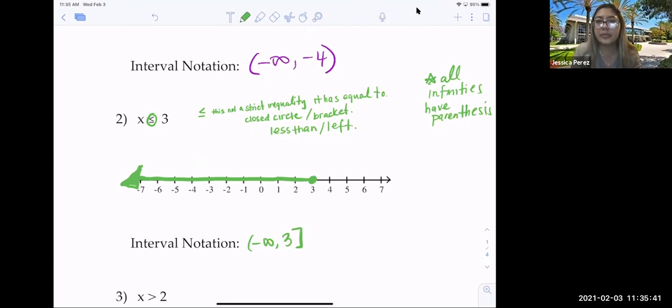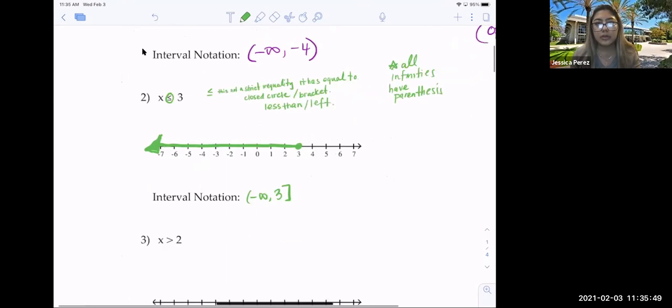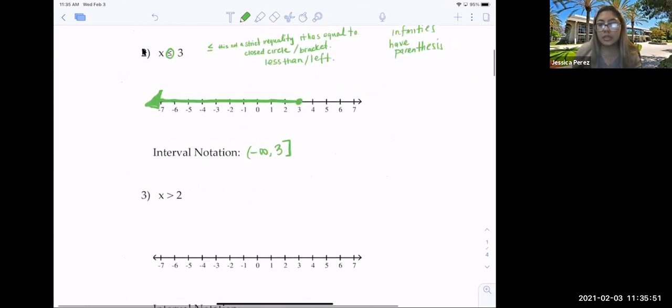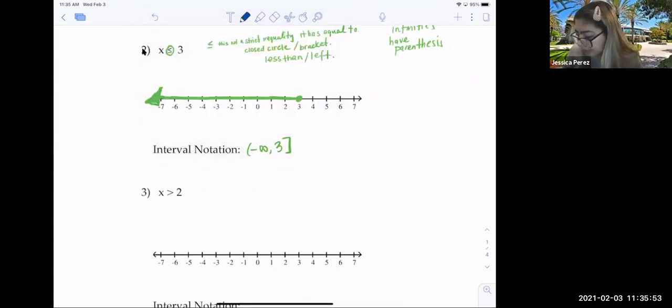Questions on this problem? So it takes time. I want you guys to try question 3 on your own. So question 3, this is a strict inequality because it doesn't have an equal to. So what type is it going to have, an open circle or a closed circle? Write it on the chat. What are we going to have? An open circle or a closed circle?